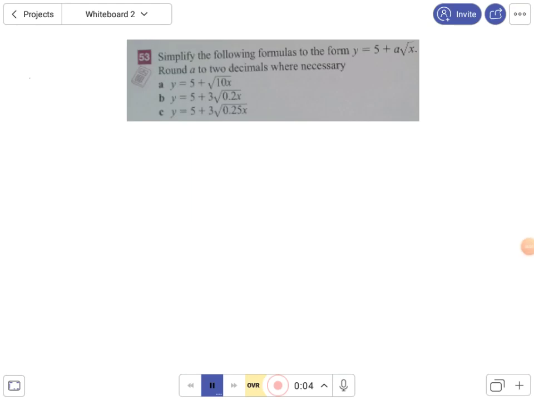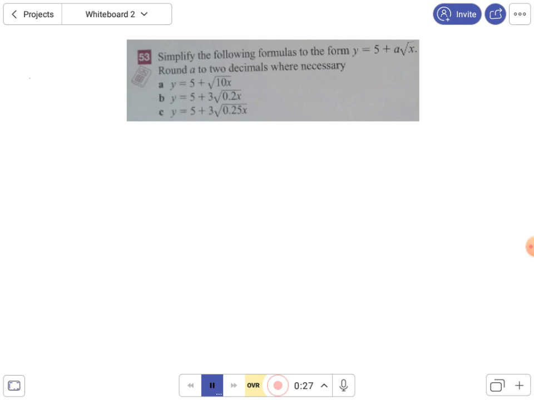us to the form y is 5 plus a square root of x. Round a to 2 decimals where necessary. How to do this is in the theory B on the previous page in your textbook, so on page 25. But I'll explain it in this video as well.